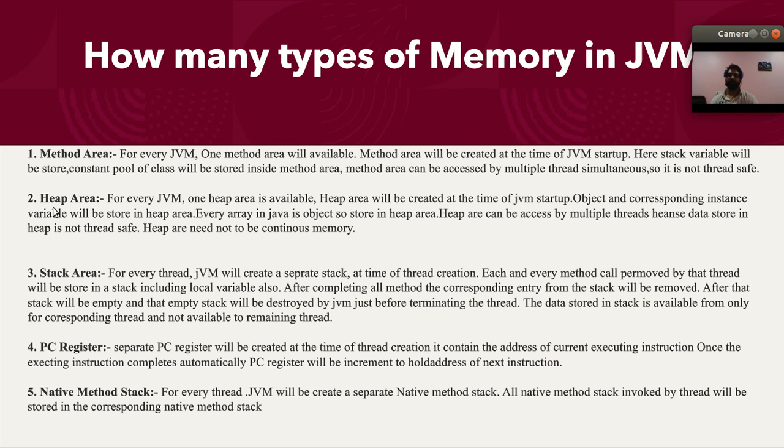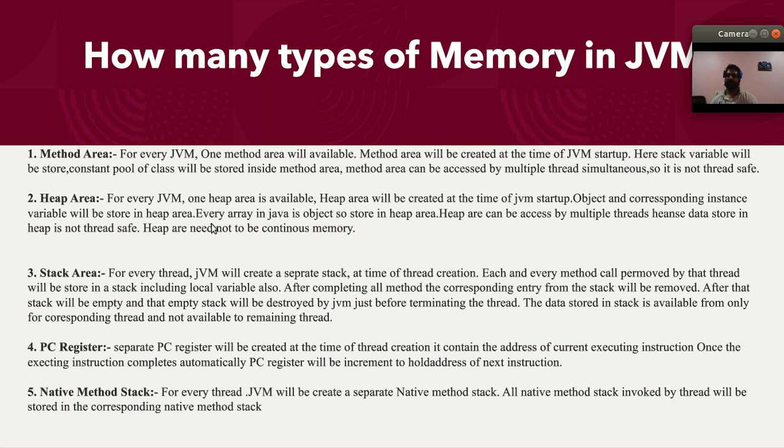Now the second memory is the heap area. For every JVM, one heap area is available. The heap area will be created at the time of JVM startup. Inside the heap area, the objects and the corresponding instance variables will be stored. So all the objects and instance variables will be stored in the heap area.